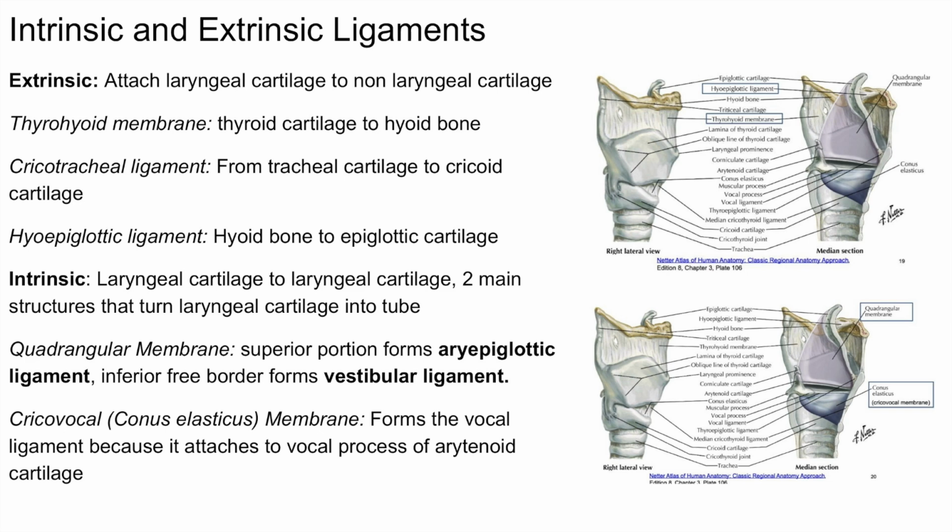And then you have the hyoepiglottic ligament, which connects the epiglottis to the hyoid bone, helping position the epiglottis so it can properly fold over the inlet during swallowing. And these are less about fine control and more about keeping everything aligned while allowing movement.